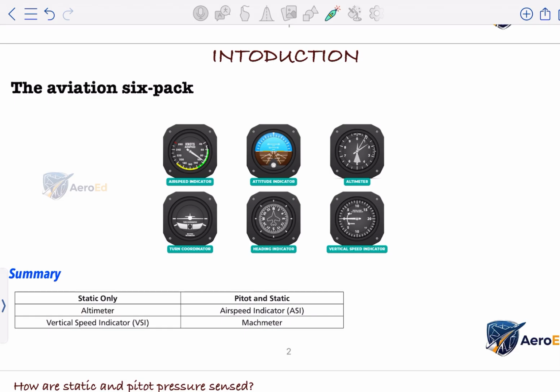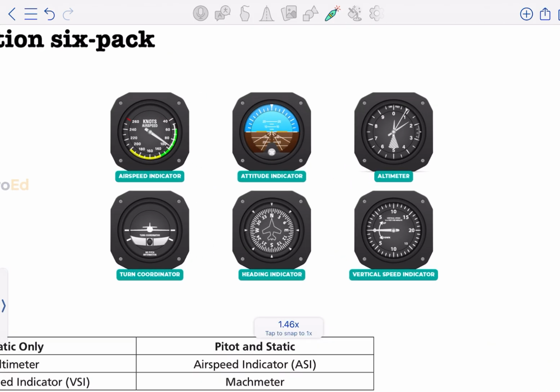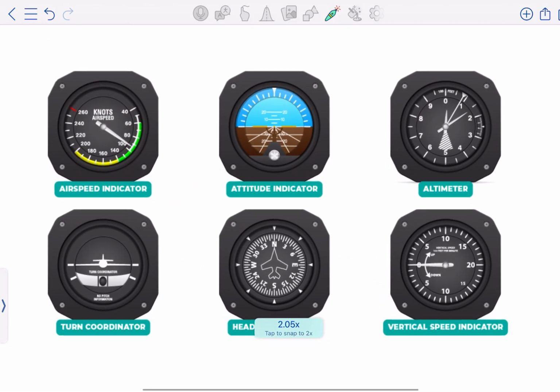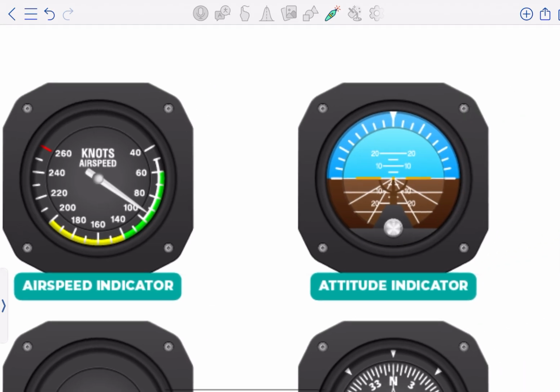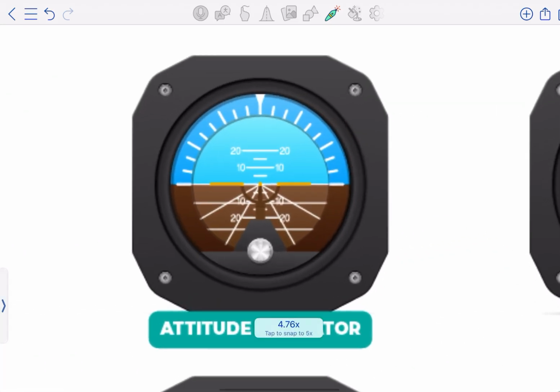Alright. Next we are going to study the Aviation Six Pack. You should have a basic idea of these six instruments before starting the next chapters of instrumentation. So what is an airspeed indicator? From the name itself, you can say that the airspeed indicator indicates the airspeed of the aircraft, which is the speed of the aircraft. And next is the attitude indicator. The attitude indicator indicates the attitude of the aircraft, like when the aircraft's nose is up or the nose is down.